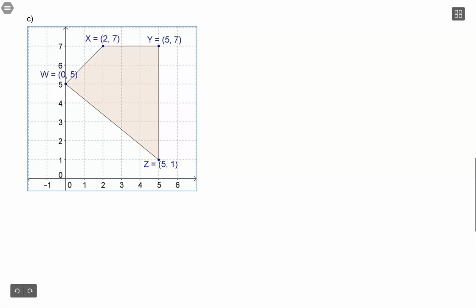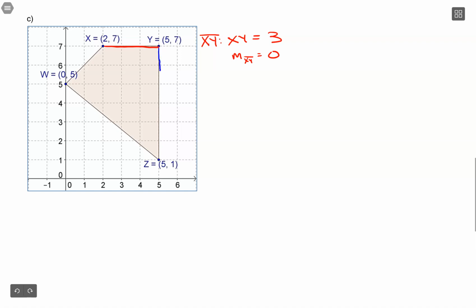What we need to do here is calculate lengths and slopes for all the sides. We're helped out a little bit here because we have one side that is horizontal. So I can just jump right in and say that side length XY is 3. Again, we're talking about segment XY. The length is 3, and the slope of XY is 0 because it's horizontal.